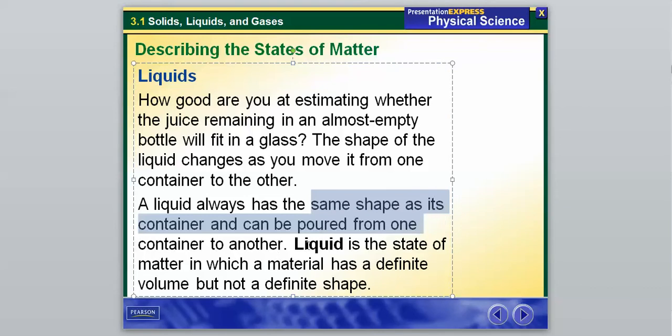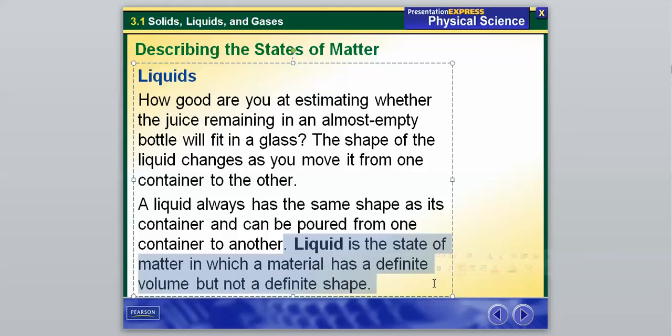But to get our official definition of a liquid, this is the one I would write down right here: a liquid is a state of matter in which a material has a definite volume, so it's always taking up the exact same amount of space. However, it does not have a definite shape.